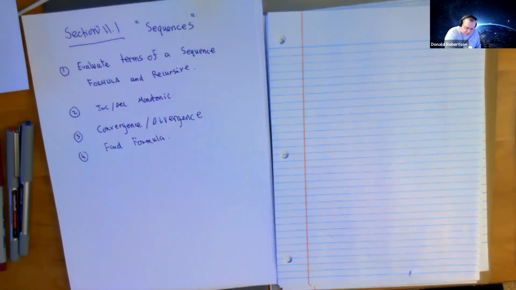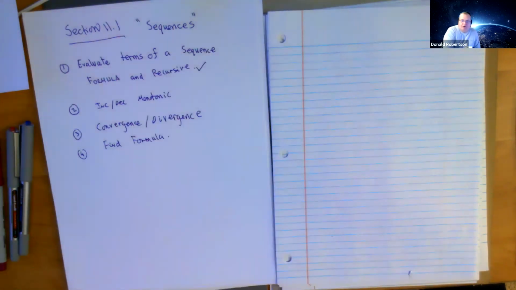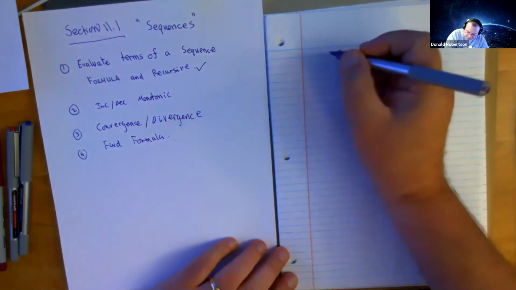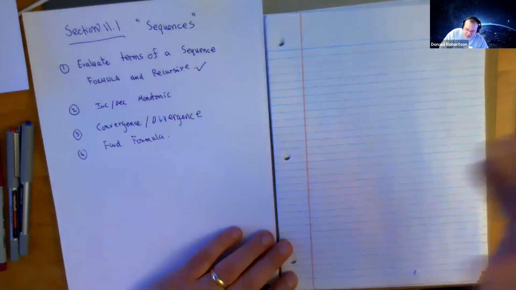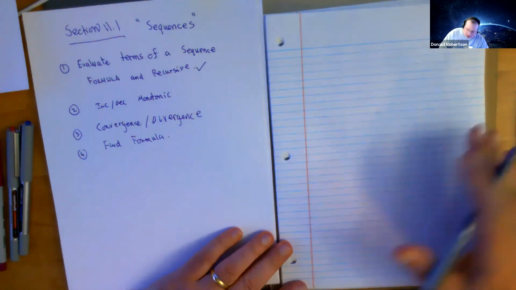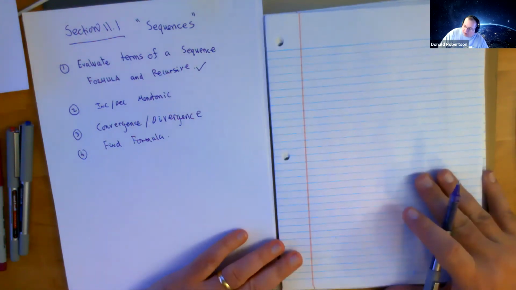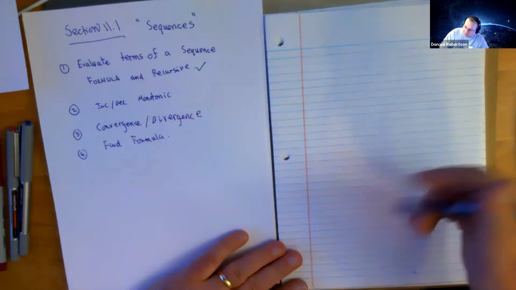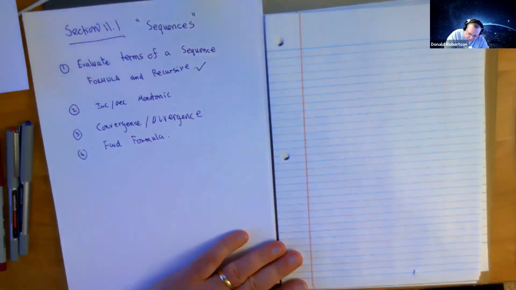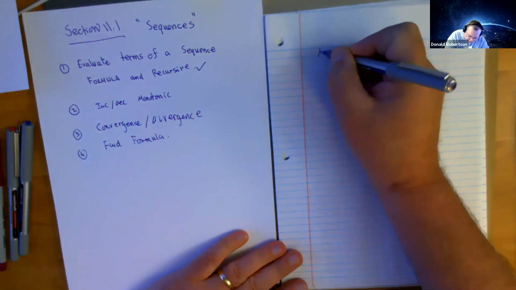Okay, so I'm checking that off my checklist, right? Evaluate terms of a sequence, either formula or recursive. Let's look at increasing, decreasing, and monotonic. For these, you have to have a formula. So recursive relationships or sequences are not going to be our main theme. Our main theme is going to be what can we do with sequences that have precise formulas. And so we're going to talk about monotonic.